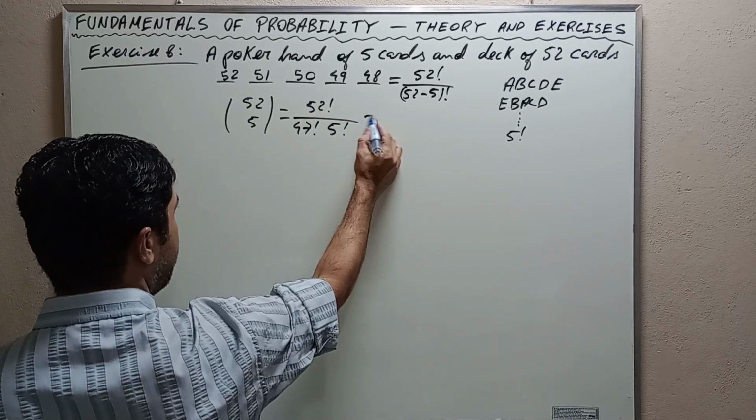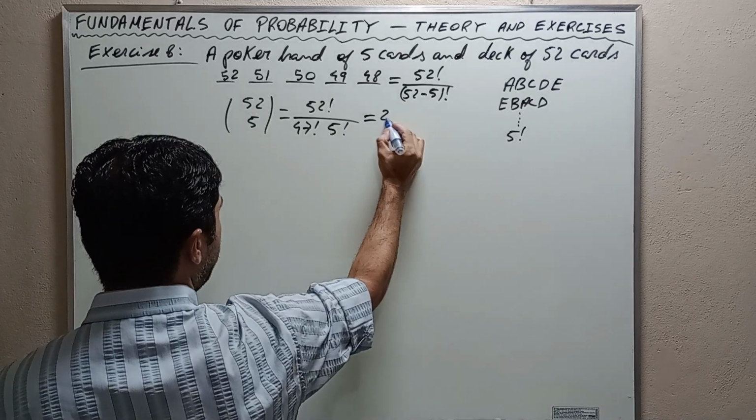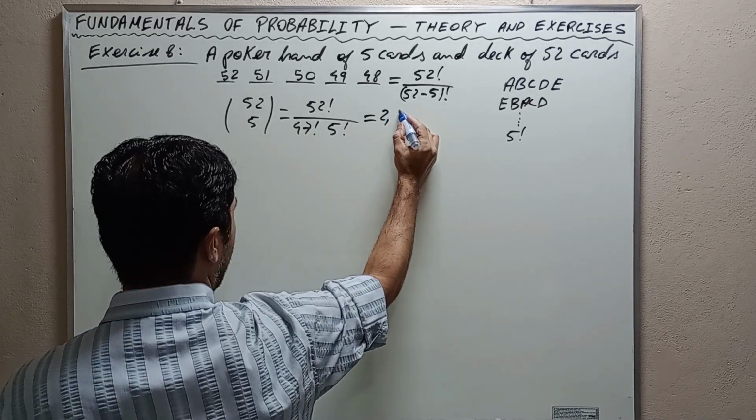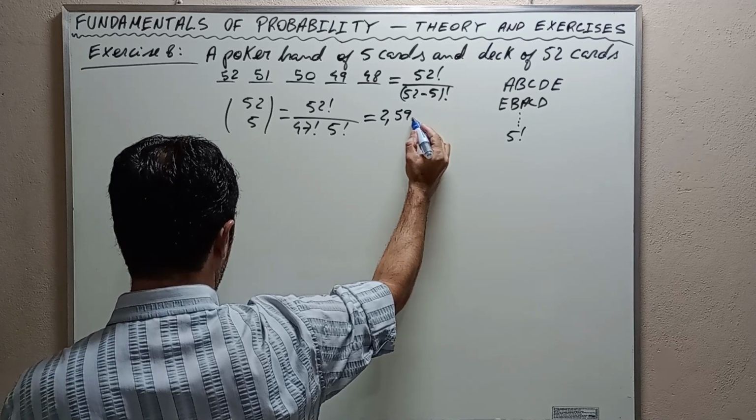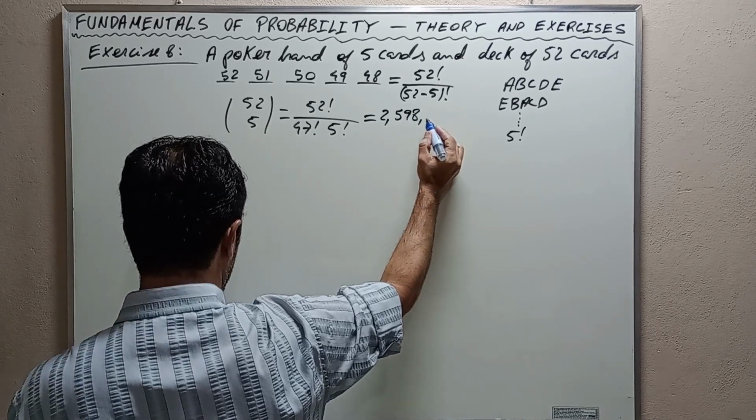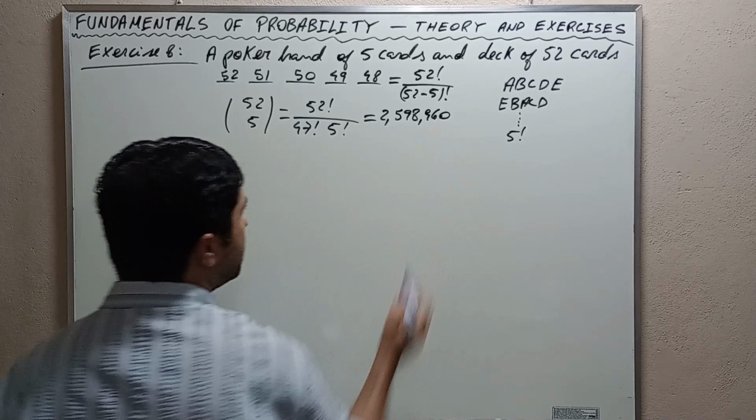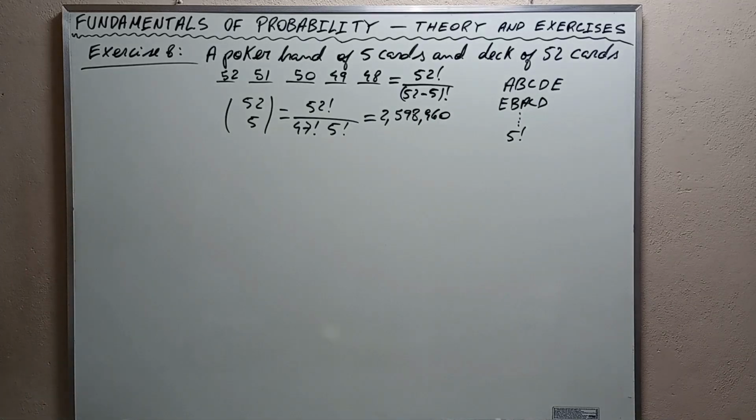And this is a very big number, 2,598,960 possible hands, okay, my friends? All right, this is the sample space. And now let's understand the event of interest.